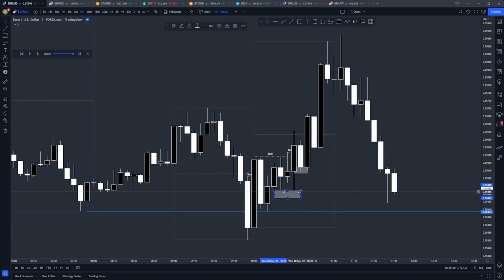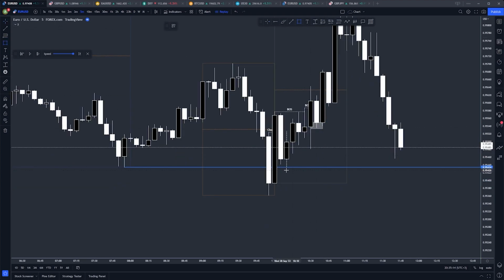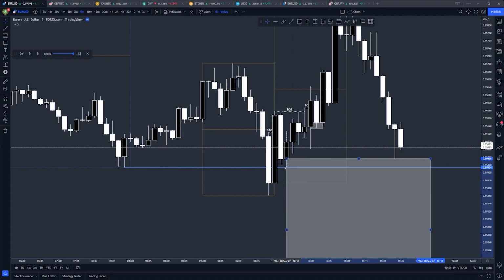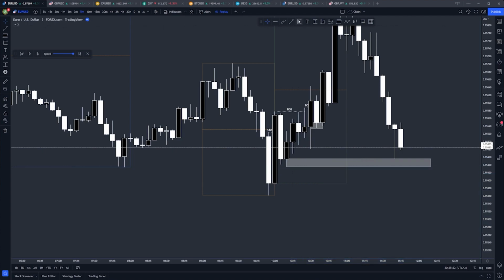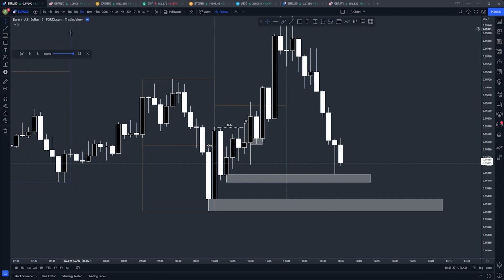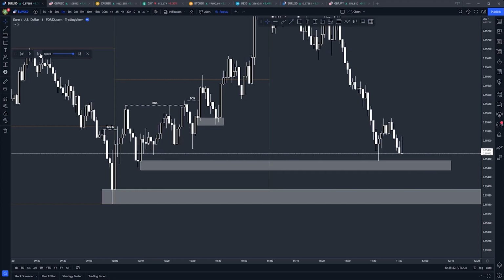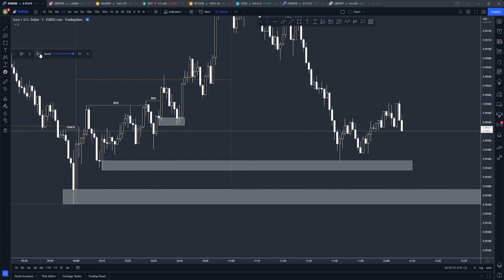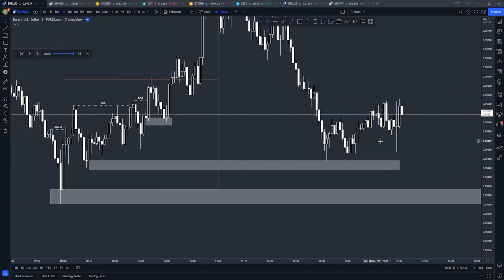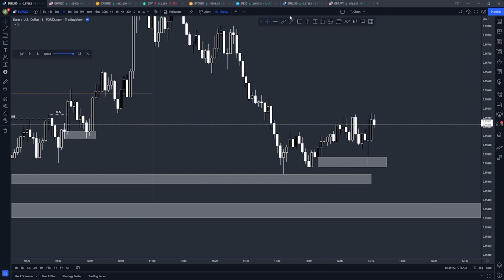So let's take a look at what price did. It came back into, first of all, here, because we had some unmitigated areas, all right? So this was, and we also had this right here, okay? So let's see what price does on the 1 minute. It comes, barely touches it, and then let's see what happens. Price makes a change of character, and then that would have been another entry right here. Why? Because we made the change of character right here.